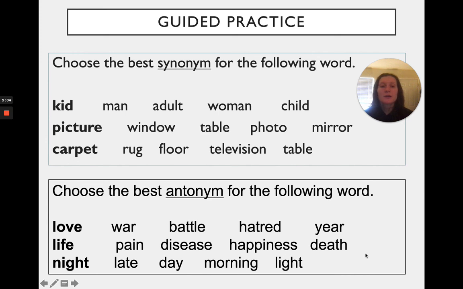All right, and our last practice one is night. So we have late, day, morning, and light. So for night, we know it's going to be morning because morning is in the beginning and the opposite would be night at the end.